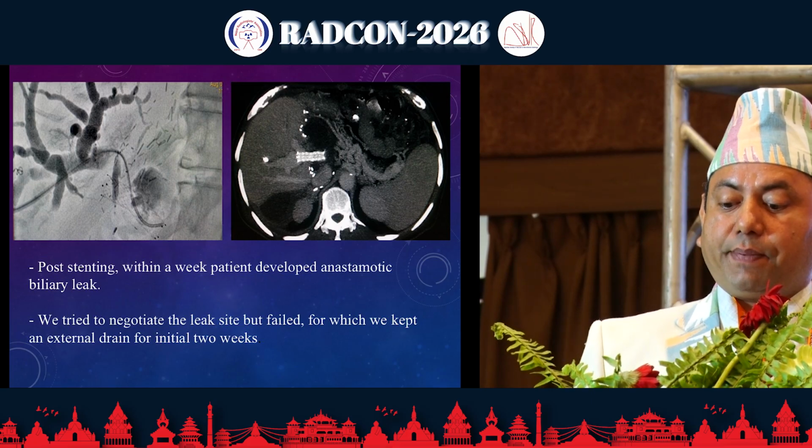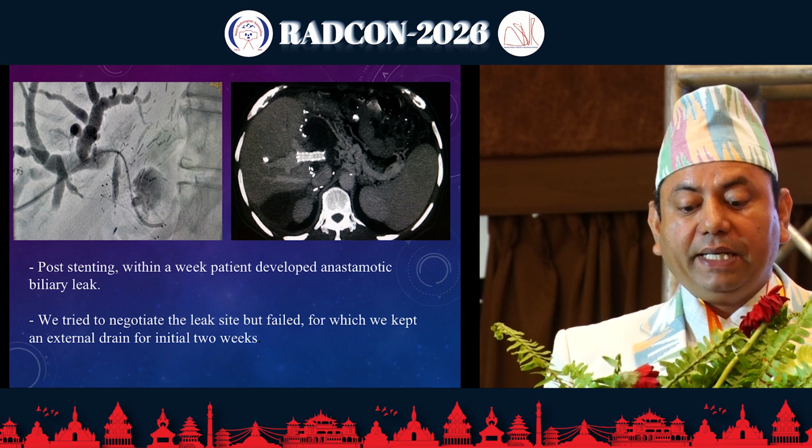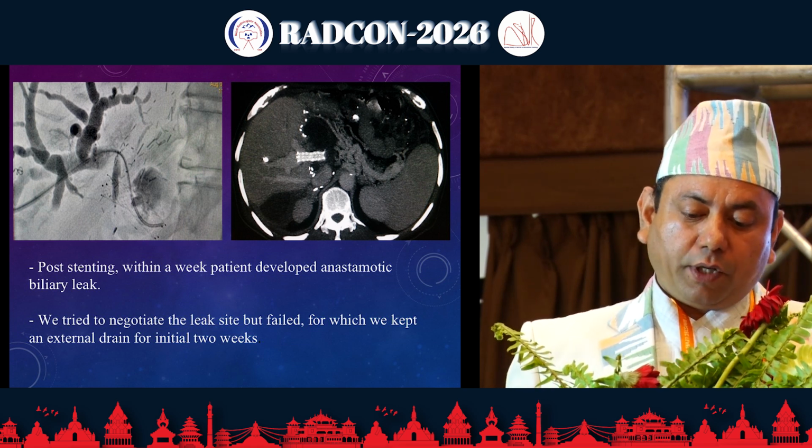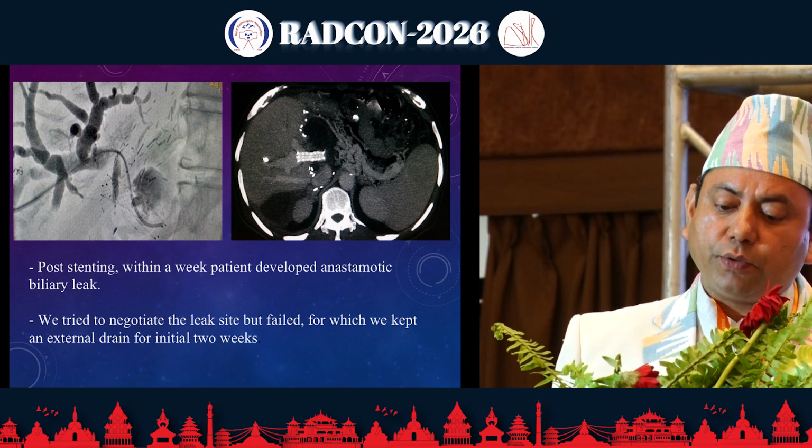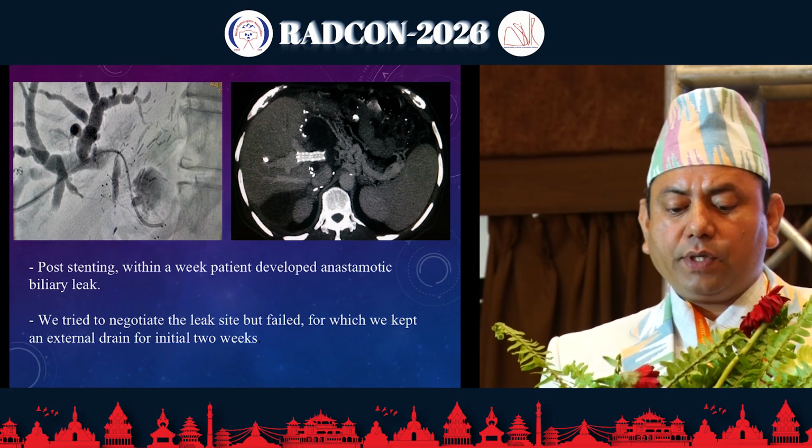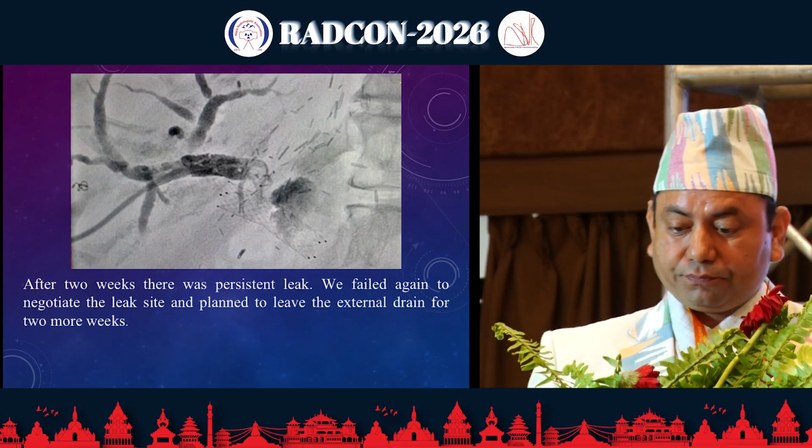Post-stenting, within a week, the patient again developed a biliary leak. So the team, Dr. Deepashri and our team, tried to negotiate the leak but failed, for which an external drain was kept.